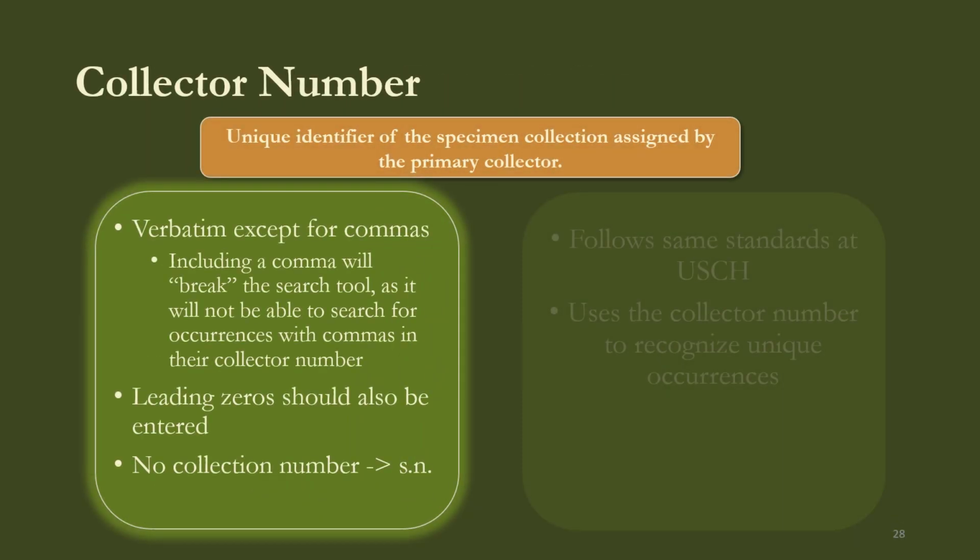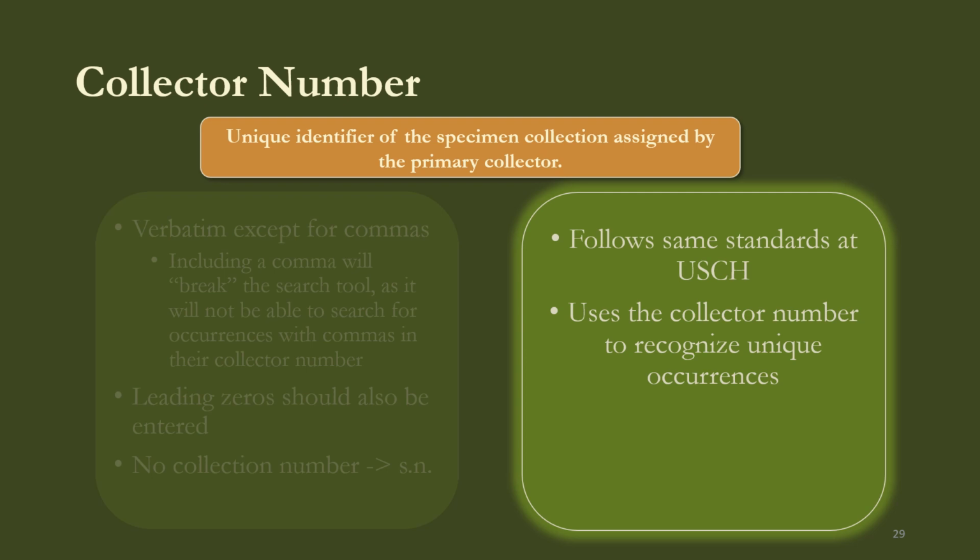The collector number is the unique identifier of the specimen collection, as assigned by the primary collector. These are entered verbatim apart from commas which break the search tool. Leading zeros are also important to enter, and no collection number is entered as S.N., standing for sans numero in Latin and meaning without a number. SCDNR uses the collector number field to recognize unique occurrences. We follow the same standards at USCH for entering collector number into our database. We would prefer that collectors abstain from using common data delimiters in their collector numbers going forward.